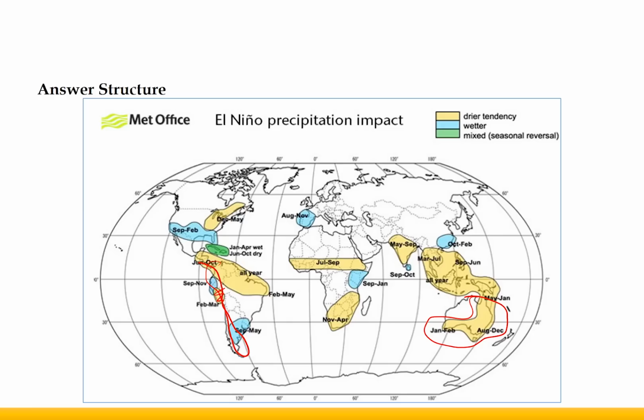This part, which is generally wet, experiences dryness during El Nino years. Then this part is very important, South Asia and Southeast Asia. These parts, which generally experience monsoonal rainfall, also do not experience monsoonal rainfall in the years of El Nino. So your map should definitely talk about these four regions. Apart from that, you can talk about this region as well and this region as well. There are certain other regions which you can talk about.